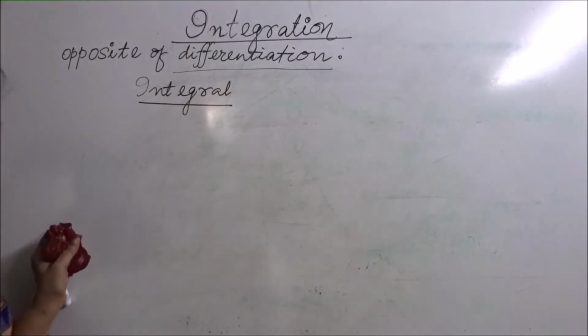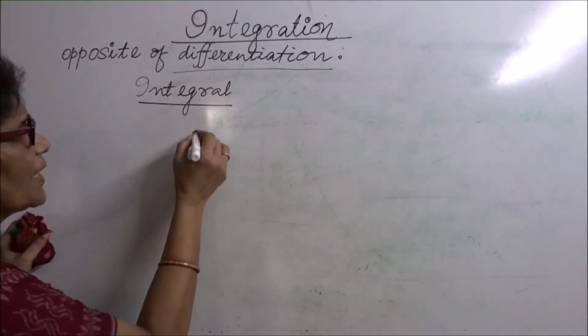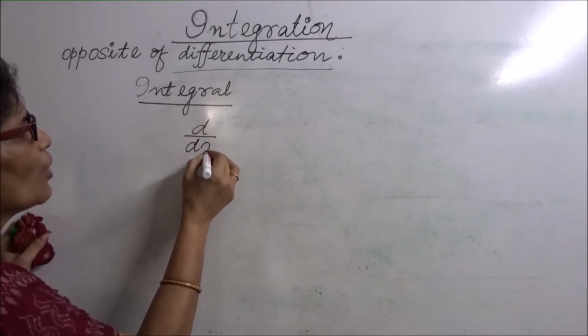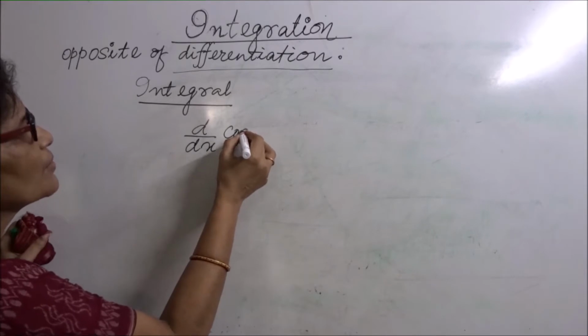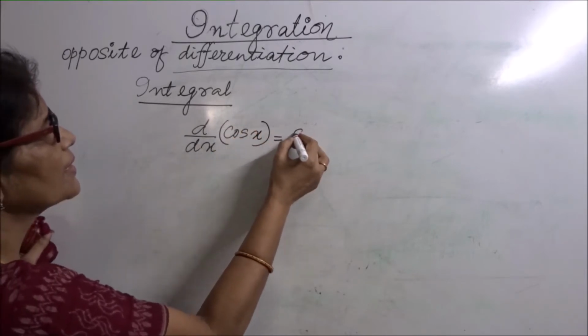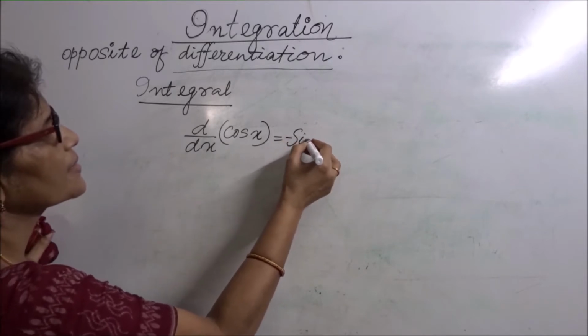Now I am starting from a simple example, and your familiar function. Derivative of cos x, we write d by dx of cos x is equal to minus sin x.